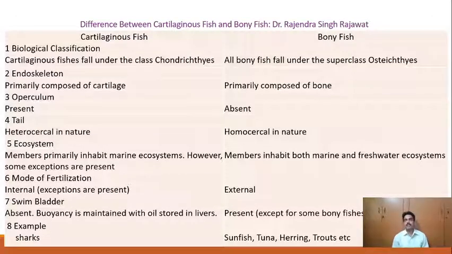Whereas bony fishes all fall under the superclass Osteichthyes. That means their endoskeleton is primarily composed of bones. So they are known as bony fishes, and they are called Osteichthyes. So these are the two types of fishes.